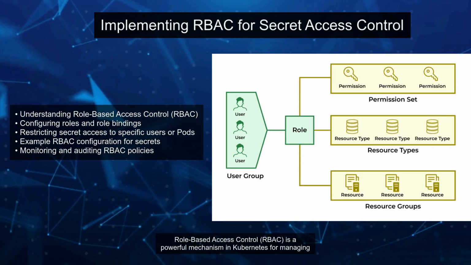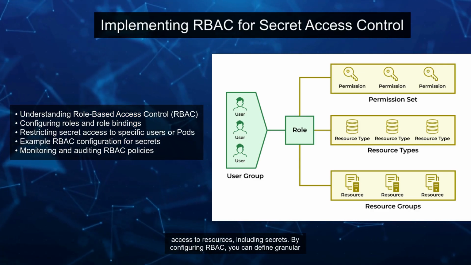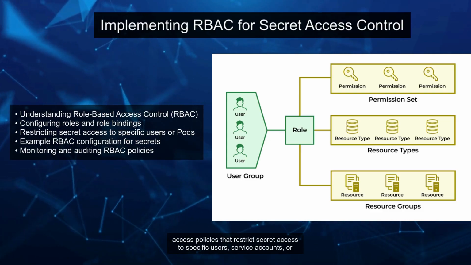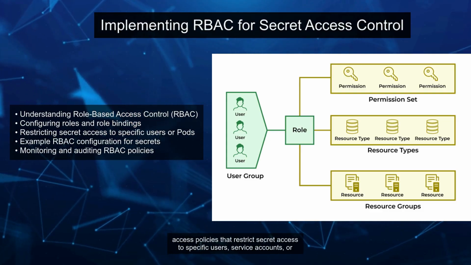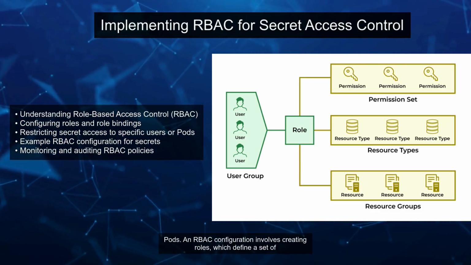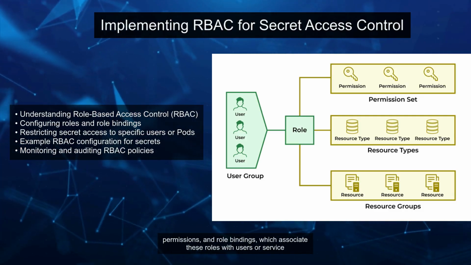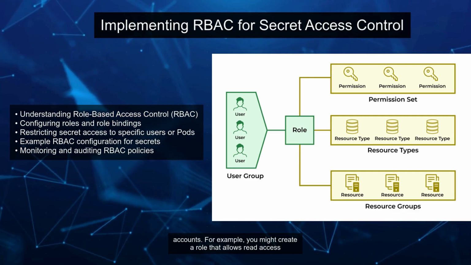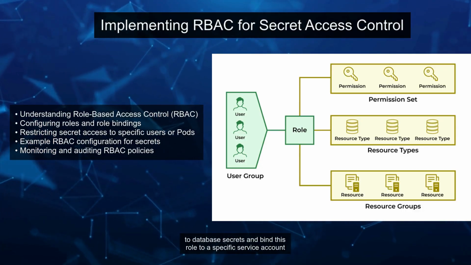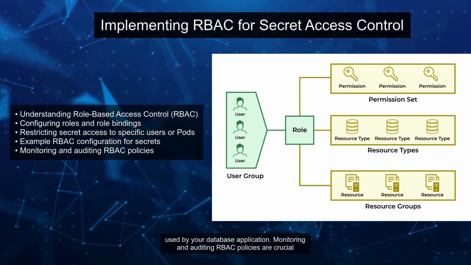Role-based access control, RBAC, is a powerful mechanism in Kubernetes for managing access to resources, including secrets. By configuring RBAC, you can define granular access policies that restrict secret access to specific users, service accounts, or pods. RBAC configuration involves creating roles, which define a set of permissions, and role bindings, which associate these roles with users or service accounts. For example, you might create a role that allows read access to database secrets and bind this role to a specific service account used by your database application.